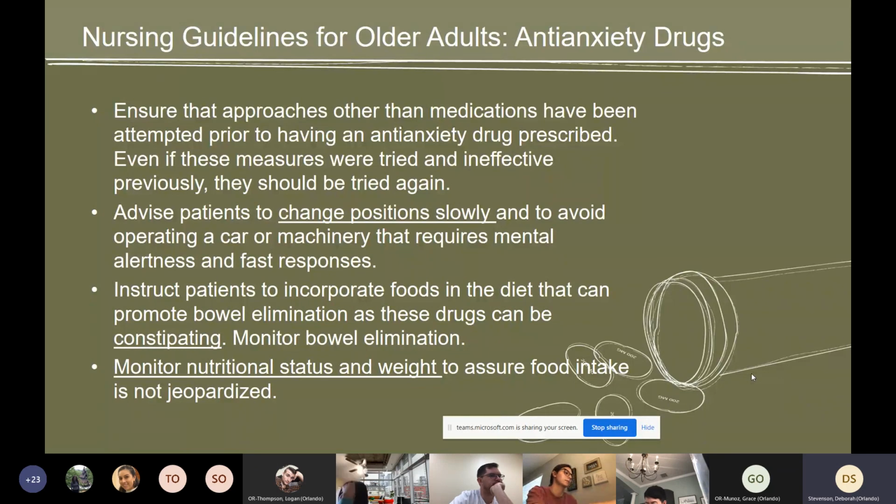Okay, so make sure we ask them to change positions slowly, and not to drive, if at all possible, simply because it causes some confusion and some hallucinations. We want to make sure that they are eating some fiber, because it can cause constipation as well. And of course, just monitor their nutritional status and weight.